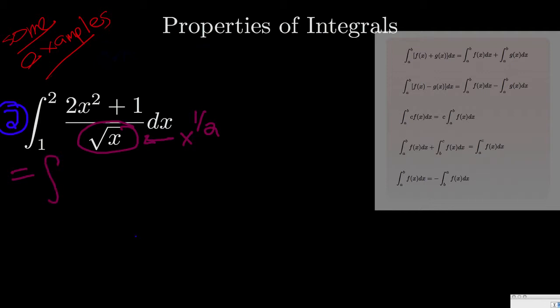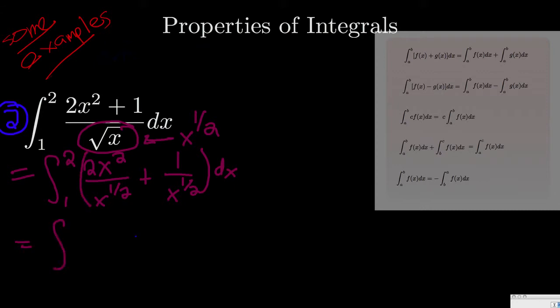But what you can do is you can break this guy up into two fractions. So if you write this as 2x squared over x to the 1/2 plus 1 over x to the 1/2 dx, you'll notice that each one of these can be simplified. So this first one would be simplified into 2x to the 3/2. The next one would be x to the negative 1/2 to allow me to use the power rule, and then dx.